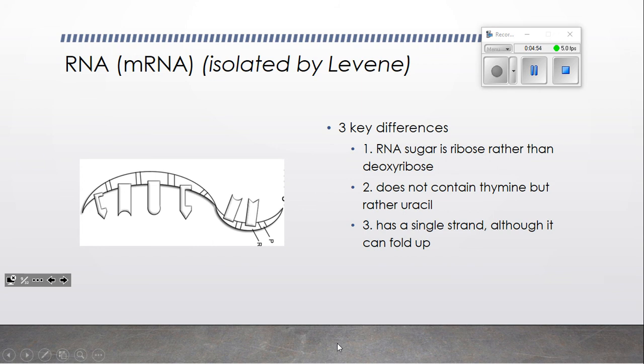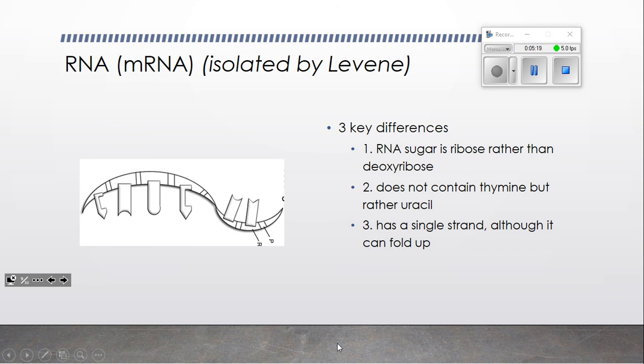Other than those three differences, everything is the same. They both have phosphates. They both have sugars. They're both made of nitrogen bases. They both have A and C and G. It's just the T and the U that are different. DNA is double-stranded, has 2 sides. RNA has 1 strand. Now, does anyone want to ask anything here?